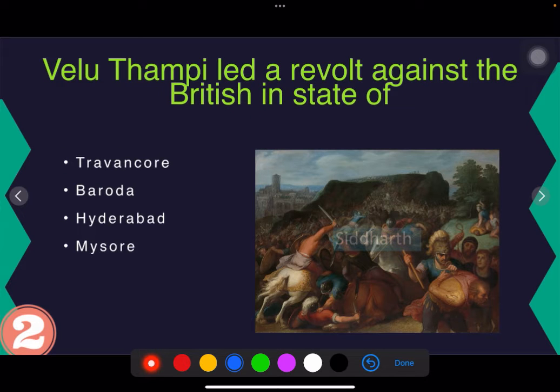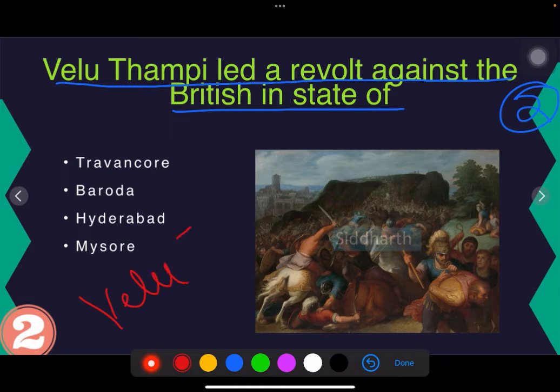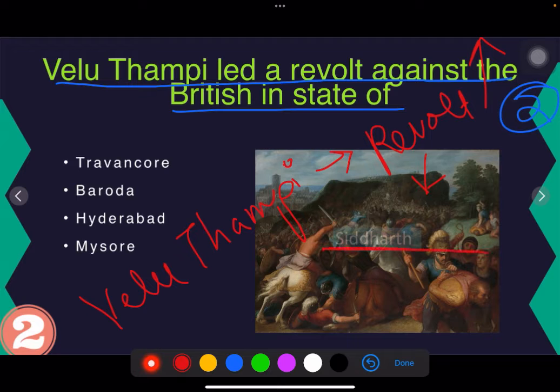So let's go to the second question of the day. Velu Thambi led a revolt against the British in the state of. So Velu Thambi is a person. He led a revolt, as usual, against the British in the state of. So you should find what state. Is it Travancore, Baroda, Hyderabad, or Mysore? Your time starts now.